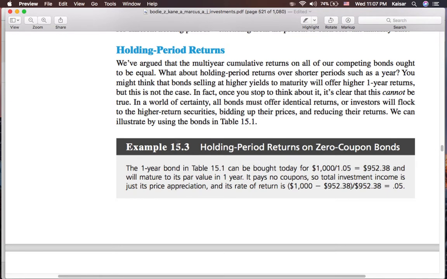Holding period returns. We've argued that the multi-year cumulative returns on all of our competing bonds ought to be equal. What about holding period returns over shorter periods such as a year?